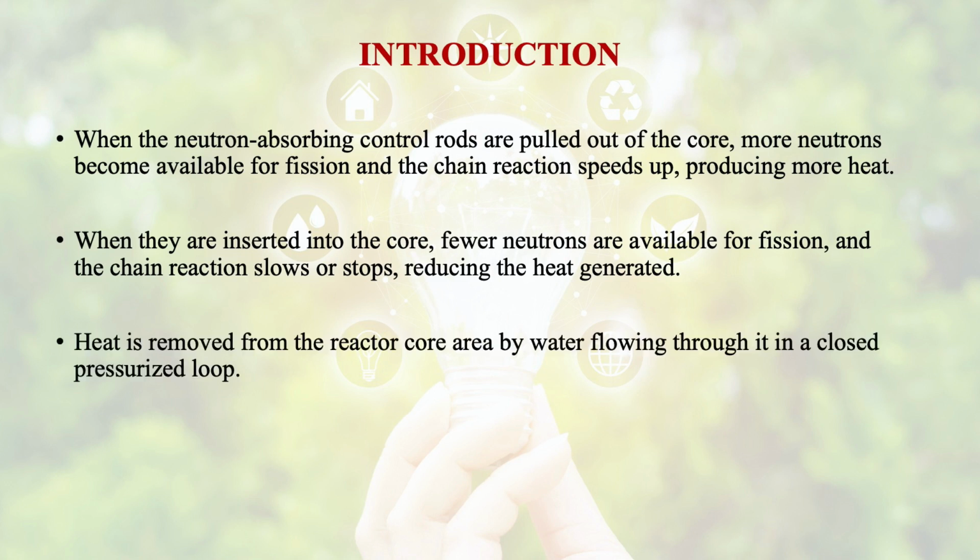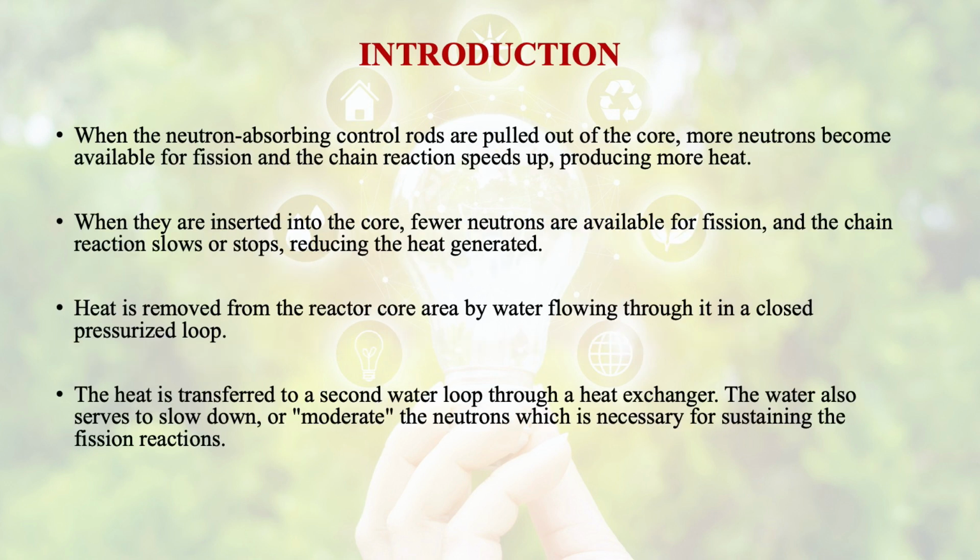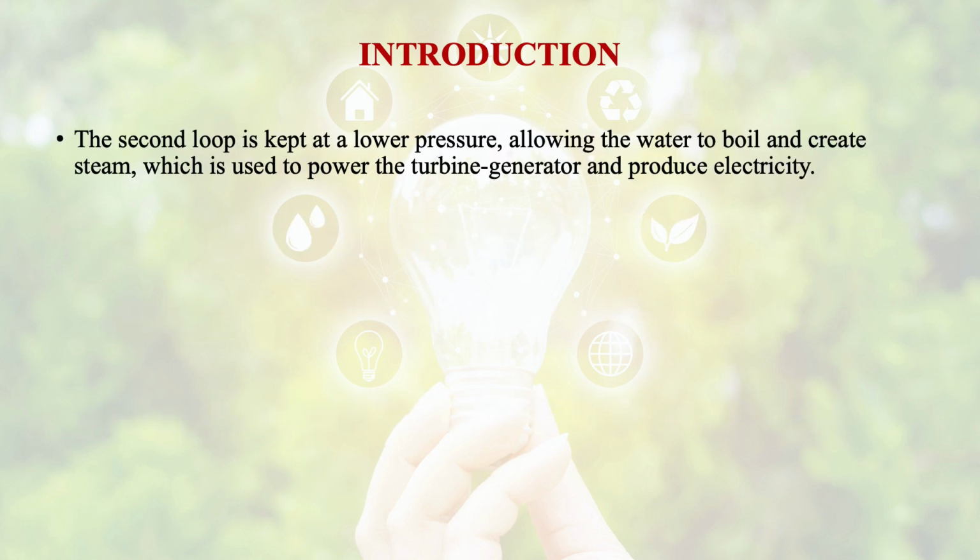Heat is removed from the reactor core area by water flowing through it in a closed pressurized loop. The heat is transferred to a second water loop through a heat exchanger. The water also serves to slow down or moderate the neutrons, which is necessary for sustaining the fission reactions. The second loop is kept at considerably lower pressure, and it allows the water to boil and create steam, which is used to power the turbine generator and produce electricity.